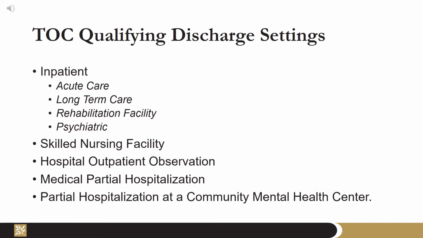Hospital outpatient observation settings. For example, somebody who's been in the ER for a long time and then they need an additional 24 to 48 hours to have whatever issues or problems that they were first seen for in the ER resolved, they would get switched over to observation, and we can bill for those as a Transitions of Care visit.